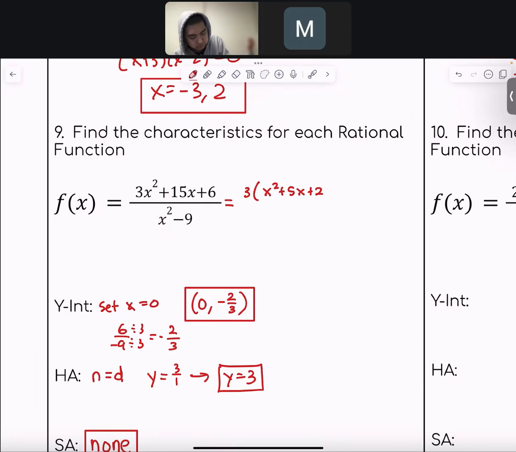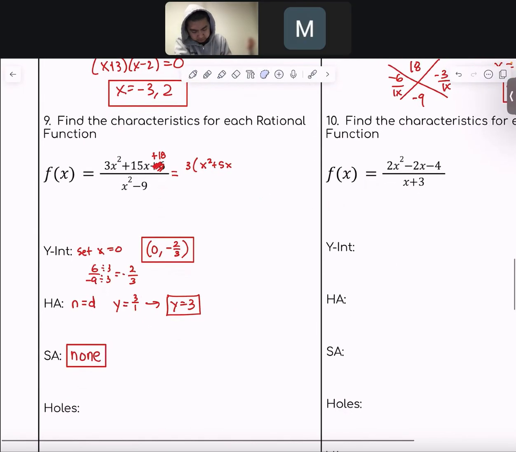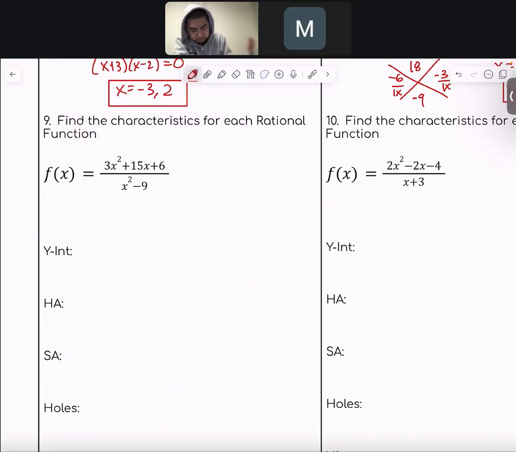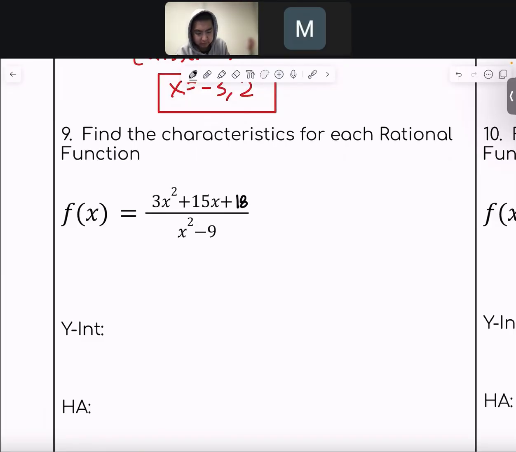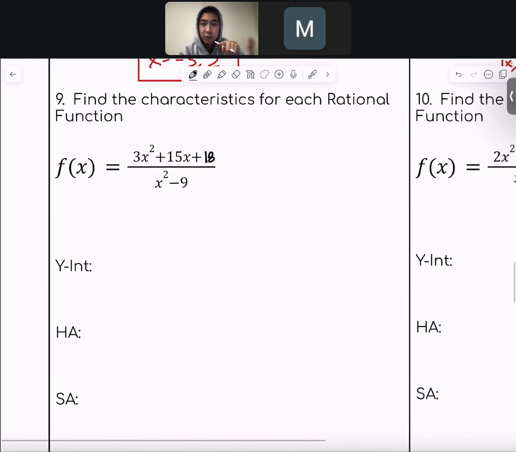Oh, wait a second. That should not have been that. Sorry, this should have been a plus 18, I believe. That should have been plus 18. Oh, that ruins the whole thing. Okay, recap. This should be a plus 18. Yeah, that should be a plus 18. Okay. Well, we're gonna restart.